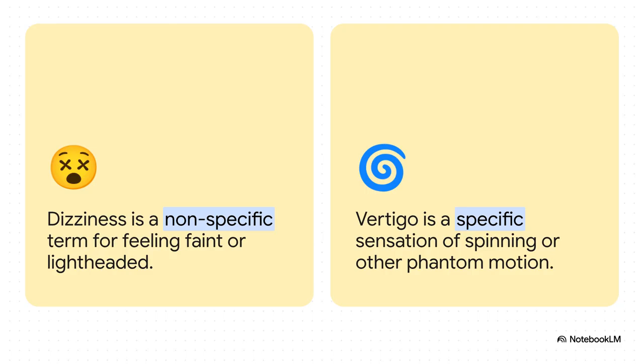Is it that woozy, I might pass out feeling? Because that's really pre-syncope, and it points you back to a blood flow problem. Or is it true vertigo, that unmistakable sensation that the world is spinning or that they are spinning in the world? That one question is your first and maybe most important diagnostic test.